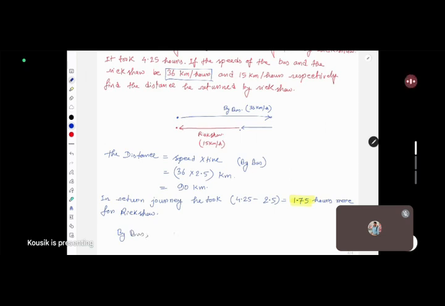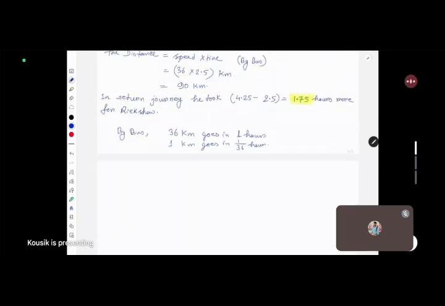By bus, 36 km goes in 1 hour. So 1 kilometer goes in 1/36 hour, গেল, এটা বাসের জন্য গেল.